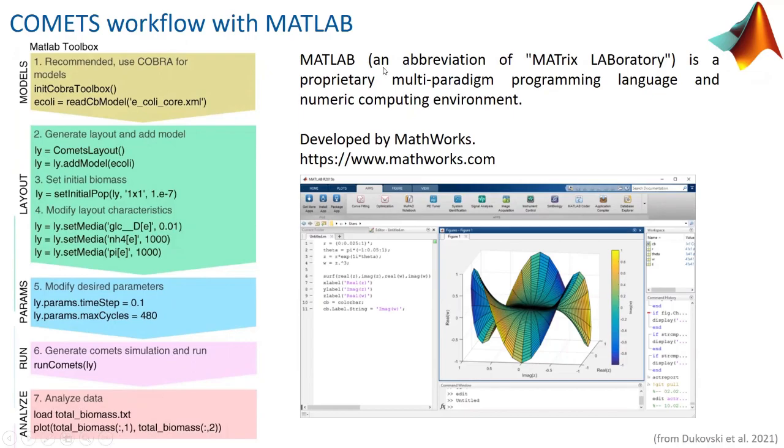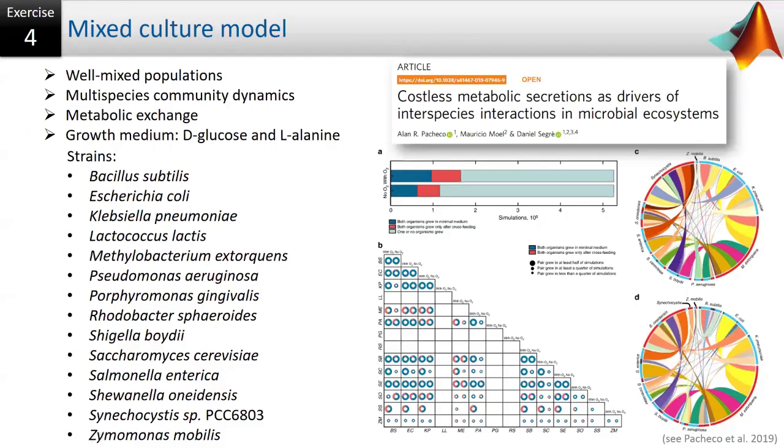Matlab is this matrix laboratory. It's a very good programming language, but unfortunately, it's not easy to get. It's not necessarily free. I'm now using a trial version of it. But anyway, it's very useful. As you saw, for example, we did the Comets layout with Matlab, but now we will use this mixed culture model, in which we somehow use the information from this article.